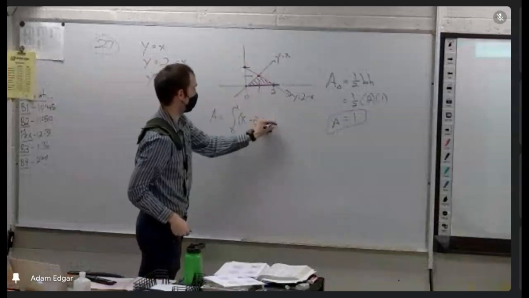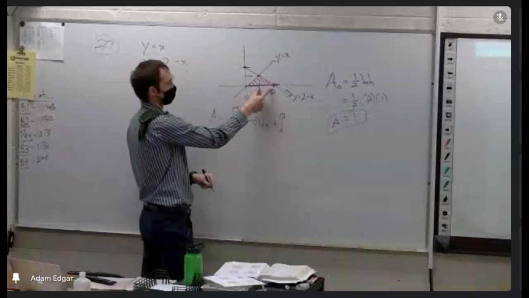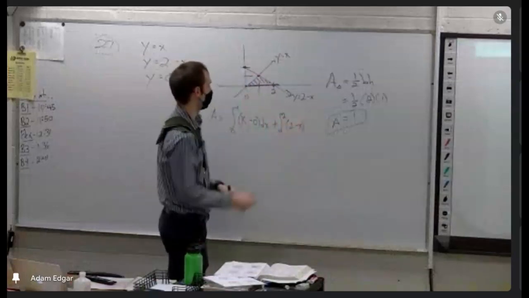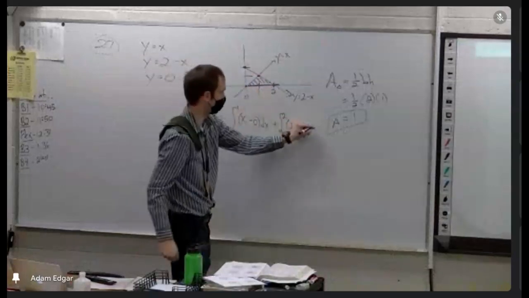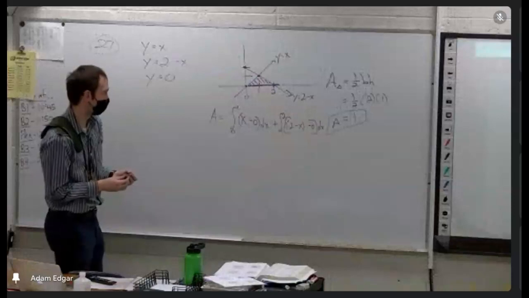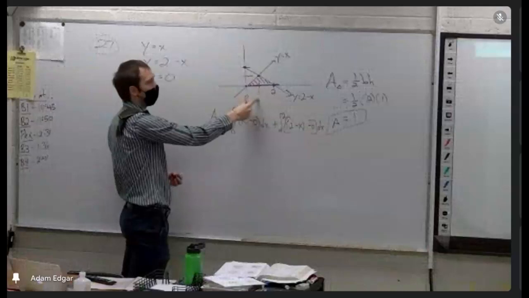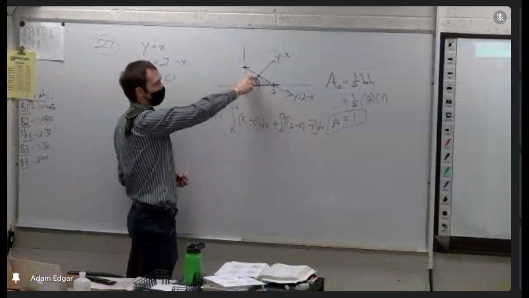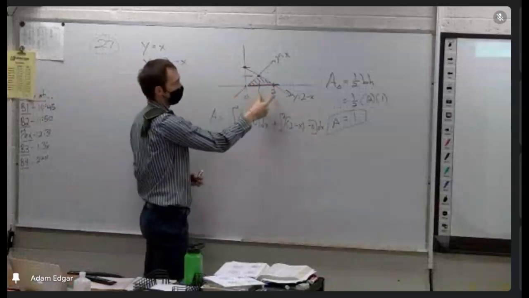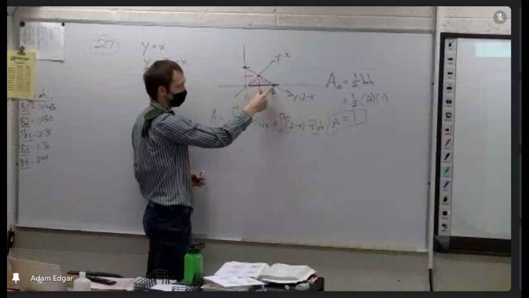Then for the second interval from 1 to 2, who's on top of the enclosed region? 2 minus x. And who's on the bottom here? Still 0. So that would be your setup with the integral. You would have to break this into two separate integrals. One from 0 to 1, when y equals x is on top of the region, and 0 is on the bottom. And then a second integral from 1 to 2, where 2 minus x is on top of the region, and 0 is, again, on the bottom.